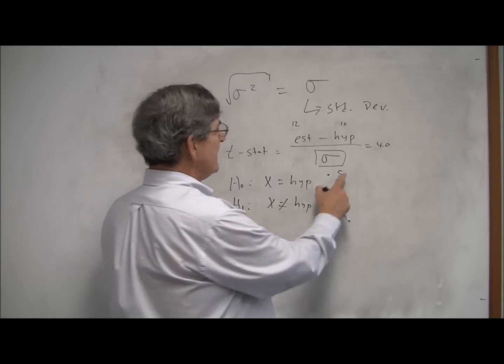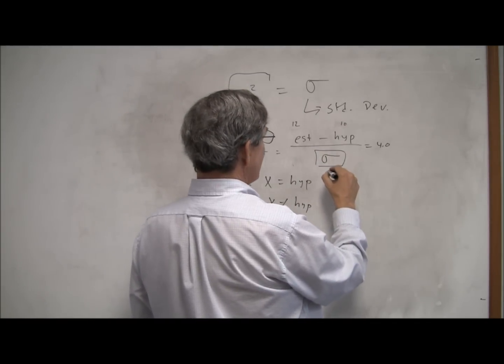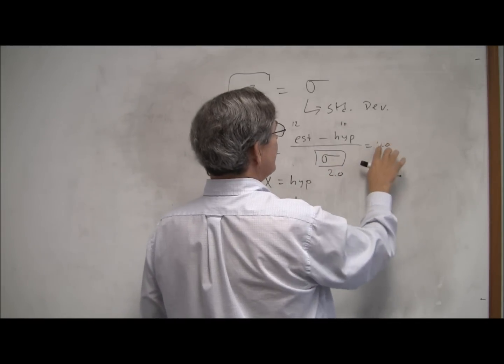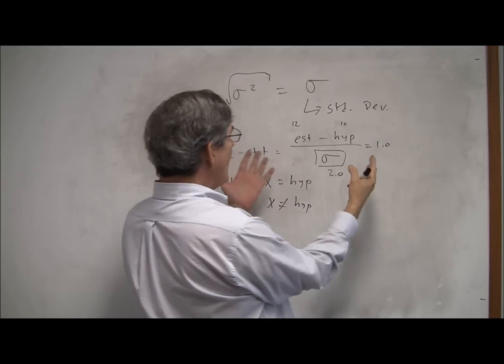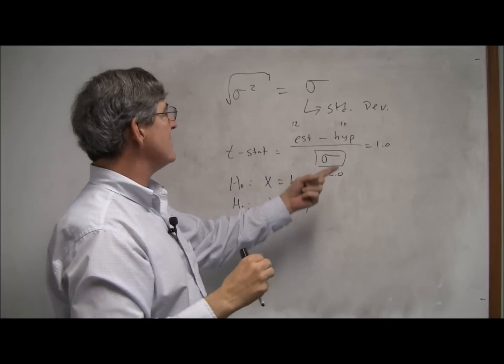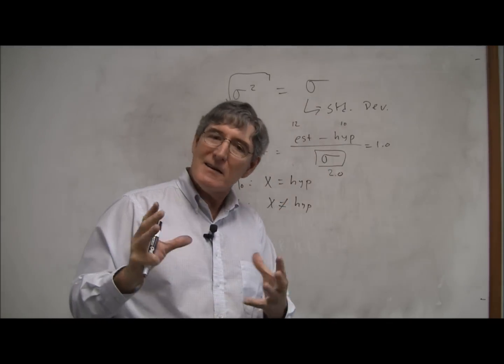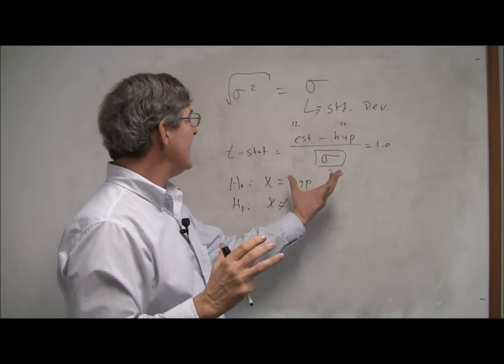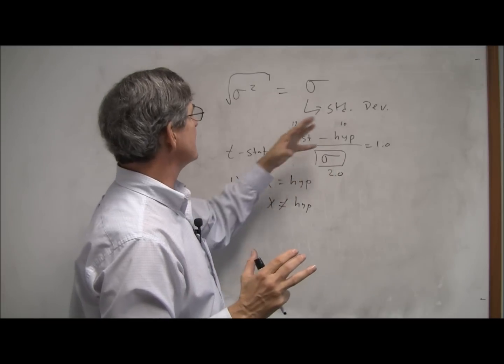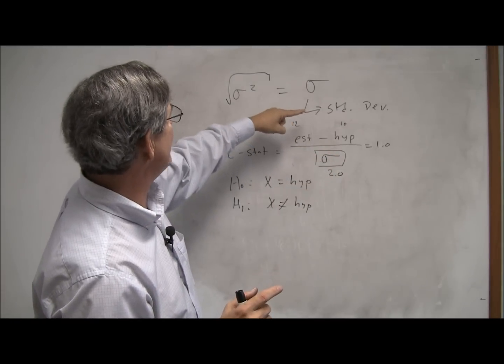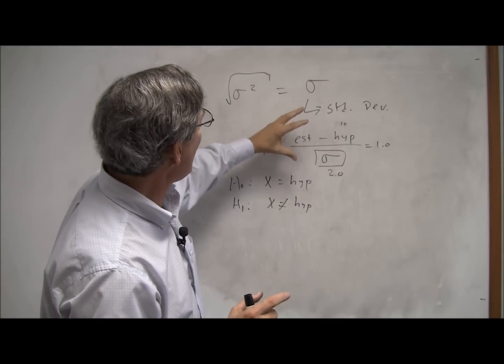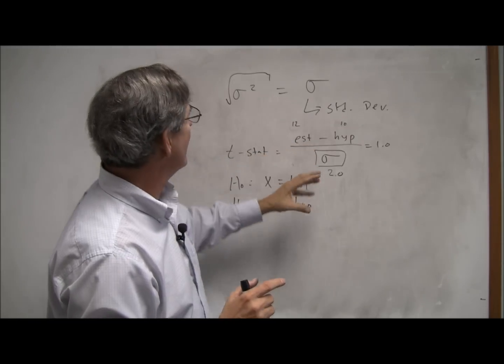And so if this were, say, 2.0, then this is 1. We're only 1 standard deviation away from the hypothesized value. In statistics, that turns out to be pretty close. In that case, we probably wouldn't think that these two things are different. So we're going to use these variances to figure out how far away we are from the hypothesized value.